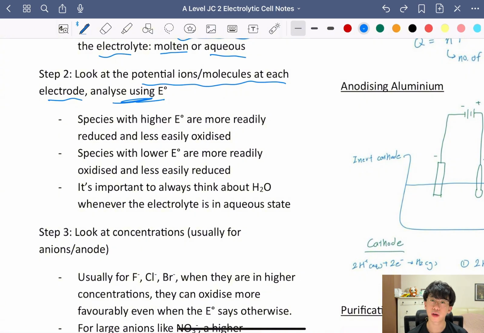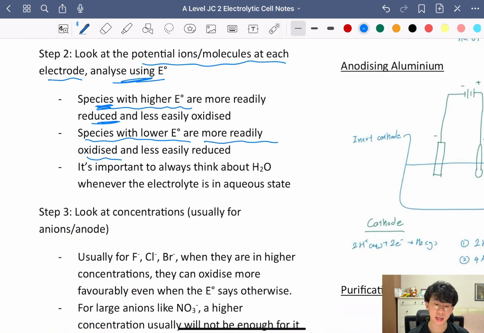Next, if you look at a cathode, for example, where reduction occurs, you want to see the species with the higher E0. The species with the higher E0 value from the reaction would be more readily reduced and therefore would more favorably be reduced compared to other species within the electrode. Now, at the anode, you want to see the species with the lower E0, because the species with the lower E0 for their reaction are more readily oxidized.